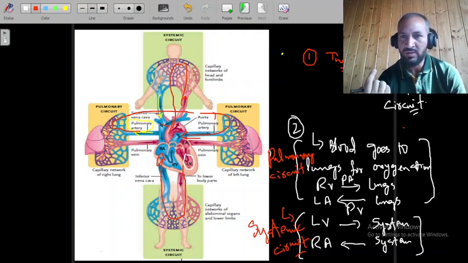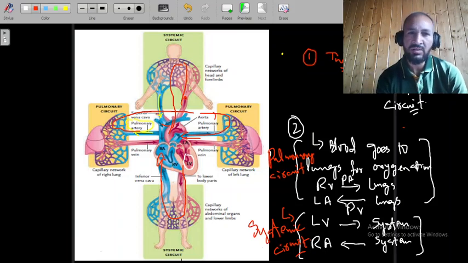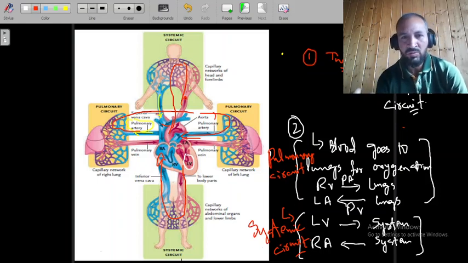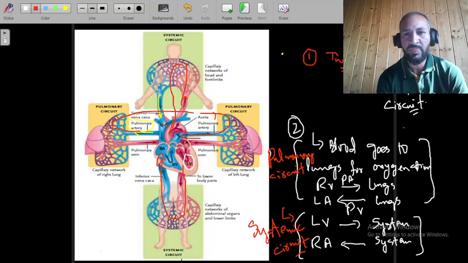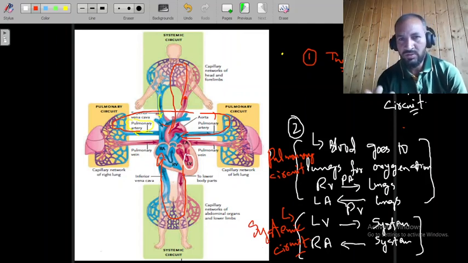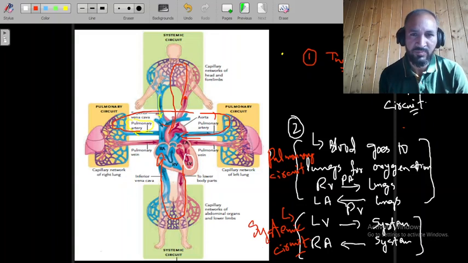So this double circulatory system actually consists of two circuits, the pulmonary circuit and the systemic circuit. In the pulmonary circuit, the blood goes to your lungs from your heart and comes back to the heart. In the systemic circuit, the blood goes to the entire system, your whole body, and comes back to the heart. So these are the two circuits which make your double blood circulatory system.